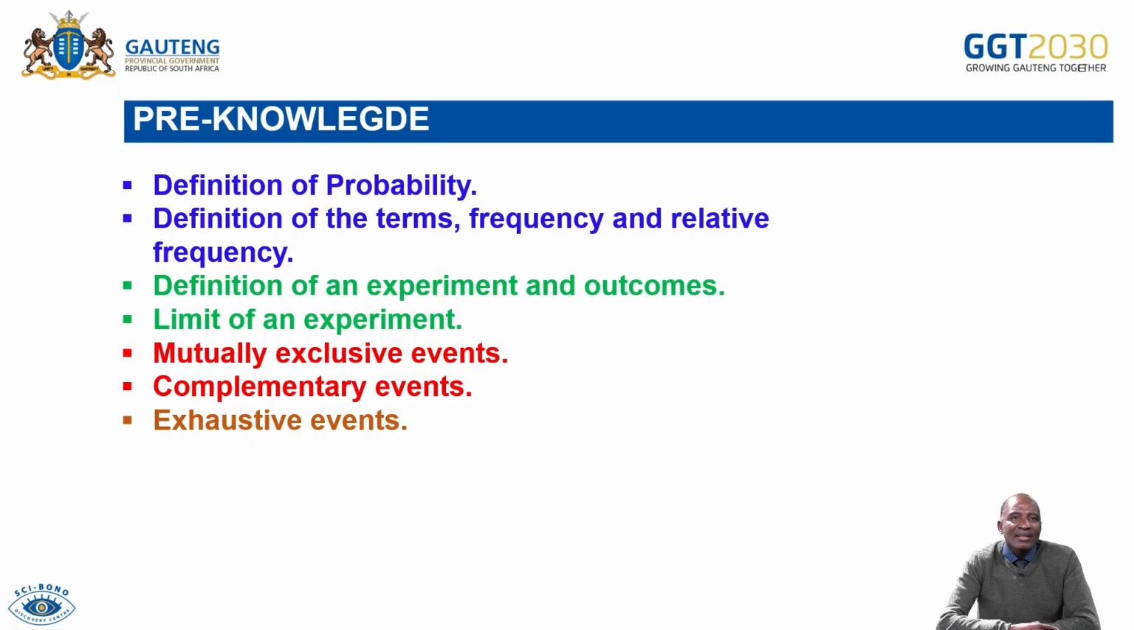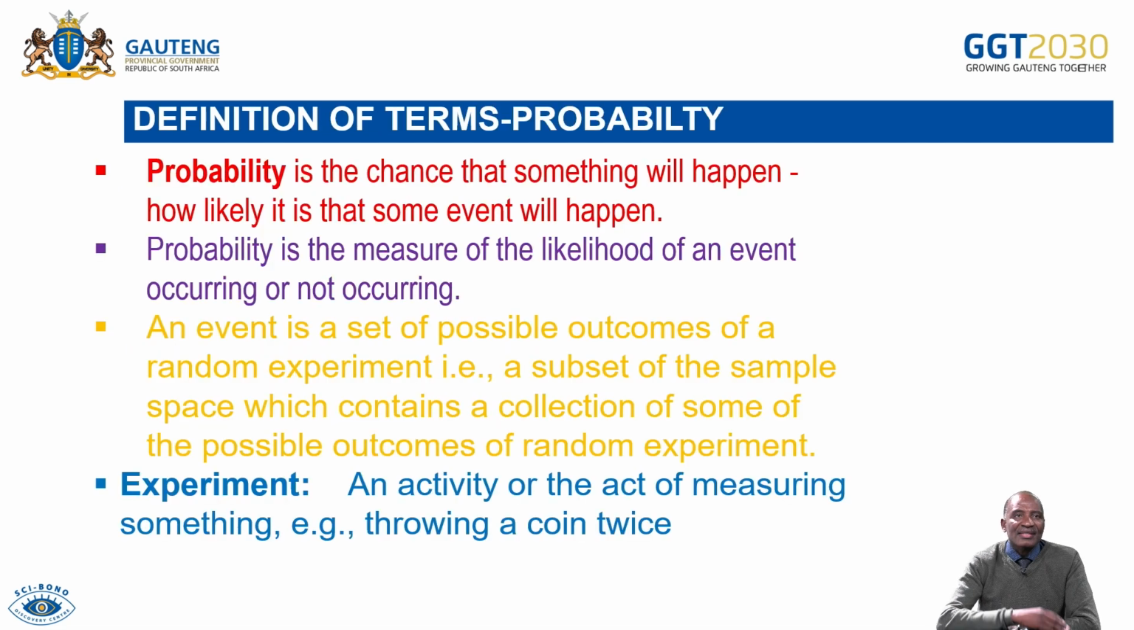At this point in time, I'm expecting you to be in a position to define probability, and you should also be in a position to define related terms like frequency and relative frequency, definition of an experiment and outcomes thereof, limit of an experiment. You have done mutually exclusive events, complementary events, and exhaustive events.